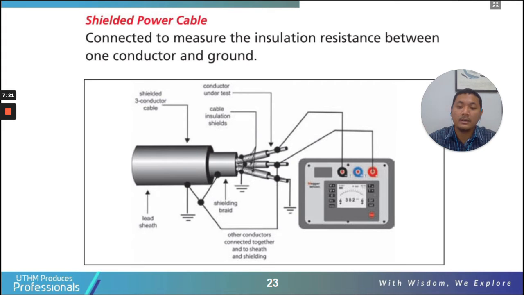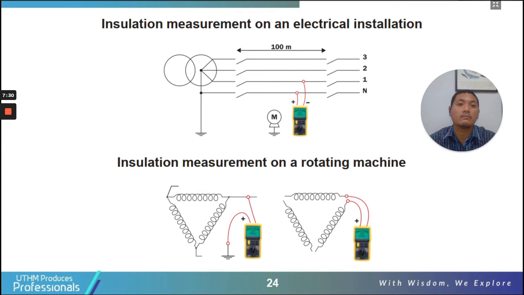So you will have an IR value for red phase, an IR value for yellow phase, and an IR value for blue phase. This is the connection for insulation resistance measurement on an electrical installation. Basically the same thing, the cable. You measure per phase: first cable 1 red, and then yellow, and then blue.